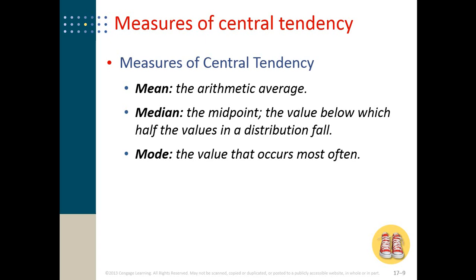Now, there are different ways we can measure the center of the data. These are called the median, mean, and mode. Mean is the arithmetic average. All of you know how we calculate the arithmetic average. Median is the midpoint of the data.